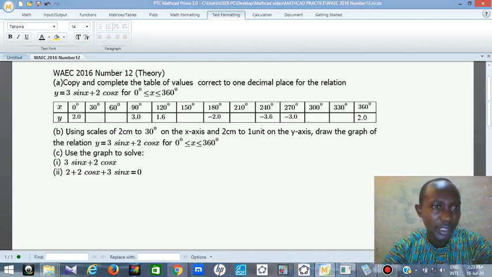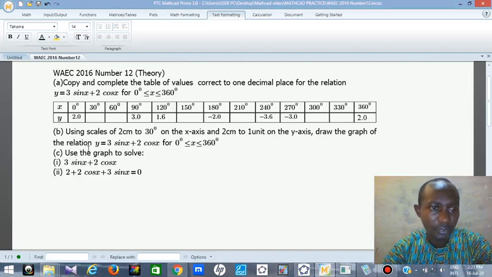Then the second part of the question, which is the B part, says we should use a scale of 2 cm to 30 degrees on the x-axis. So when we are to plot this graph, on the x-axis, 2 cm on the graph is going to be 30 degrees. That is the scale for the x-axis. Then on the y-axis, 2 cm is going to be 1 unit. When we get to the graph stage, we shall talk on this.